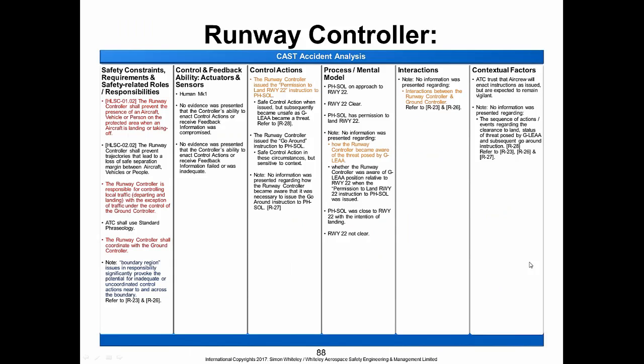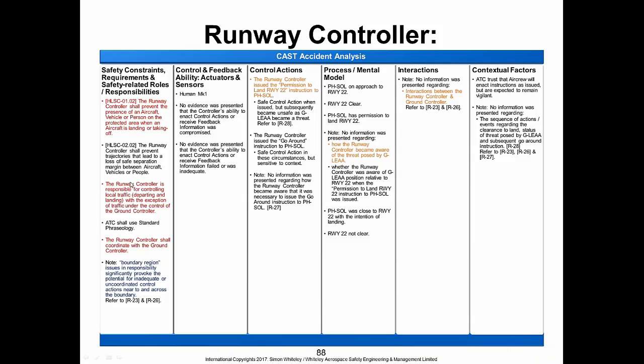So the runway controller, so there are a number of issues here. The high-level safety constraint specific to this controller is the runway controller shall prevent the presence of an aircraft, vehicle or person on the protected area when an aircraft is landed or taken off, and clearly that was not enforced. The runway controller is responsible for controlling local traffic departing and landing, with the exception of traffic under the control of the ground controller.